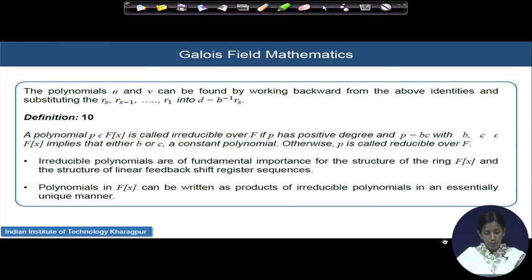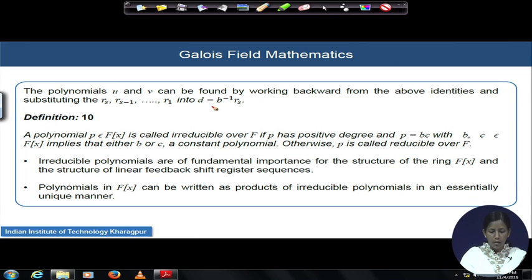So, now the polynomials u and v that we could find, which was equivalent to the last algorithm with the substitutions of R s and R s up to R 1 into this expression that we have right now, we can actually find out this u and this v.